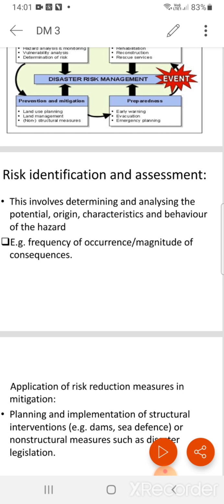Each and every time it will have its own magnitude of consequences. The consequences faced or created by a particular disaster or hazard will have different magnitudes. And the identification of the magnitude, the identification of the frequency of occurrence, all these things are included in risk identification and assessment.